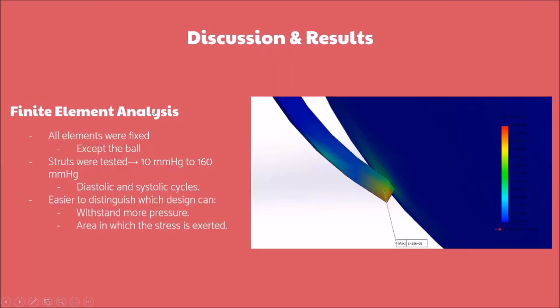In the finite element analysis, all elements were fixed except the valve, since it is the main agent that is exerting the pressure over the struts. The struts were tested with pressures that go from 10 millimeters of mercury to 160 millimeters of mercury. These values represent the diastolic and systolic cycles, and this analysis makes it easier to distinguish which design can withstand more pressure and in which area the stress is exerted, as we can see from the picture that it is at the tip of the strut.